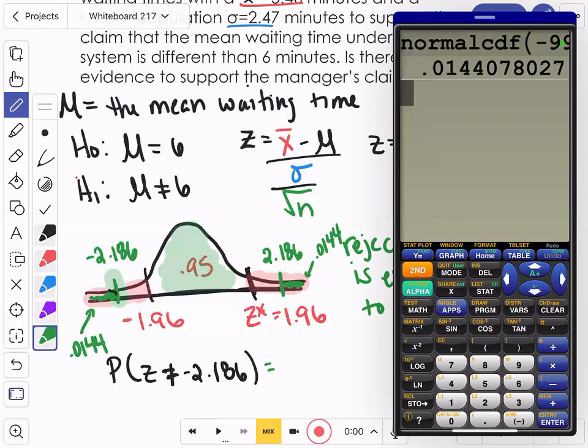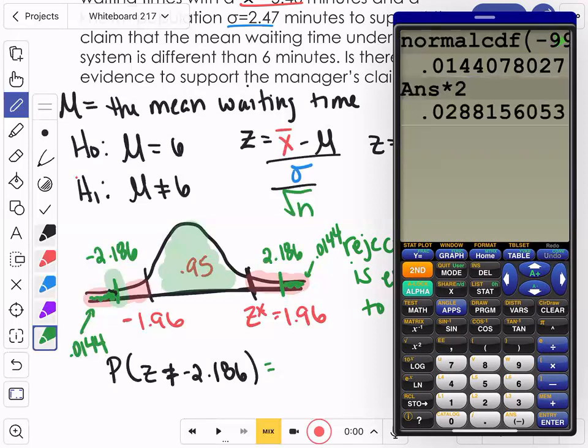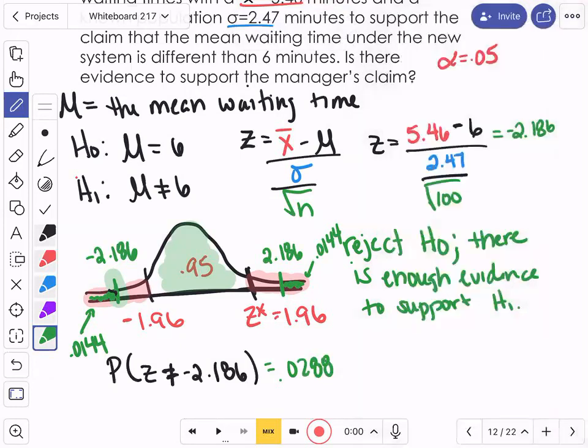That's at 0.1044. What you have to do is you just double that value. And here's the actual area. I'm looking at 0.0288. What this represents is the probability of getting a value as extreme or more extreme than negative 2.186.